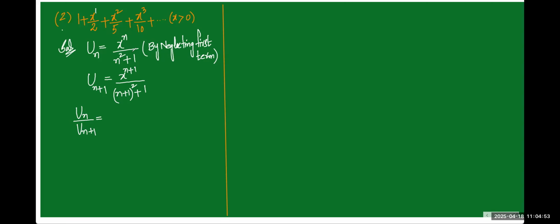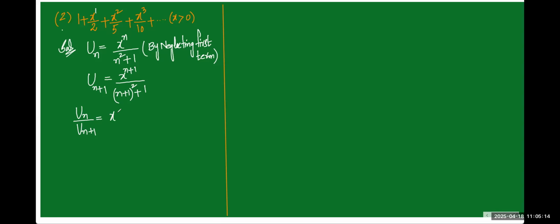The students, those who are listening to my classes, be careful. This question came in the 2023 paper. Most of the students started by taking n is equal to 0 to infinity, which is wrong. Actually, your series will start from the first term. That is why you have to neglect the first term.